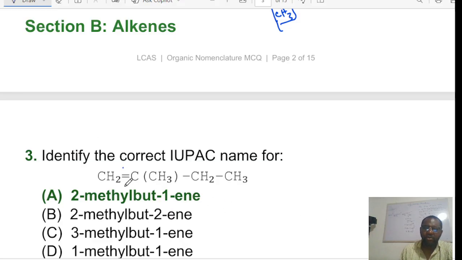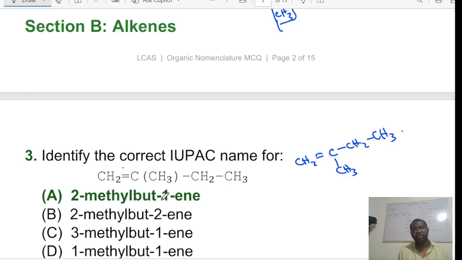So if I want to write this now, this is going to be written as CH2 double bond C, then CH3, then we have CH2, CH3. Now don't forget that this is supposed to be CH3, but because the double bond occupies all the space. Just know that the bonds around carbon must be 4. That's how you know your structure is correct.